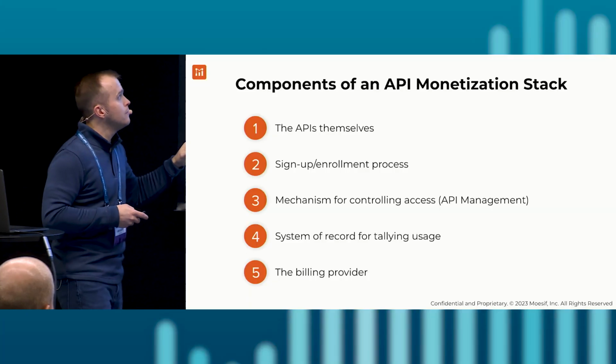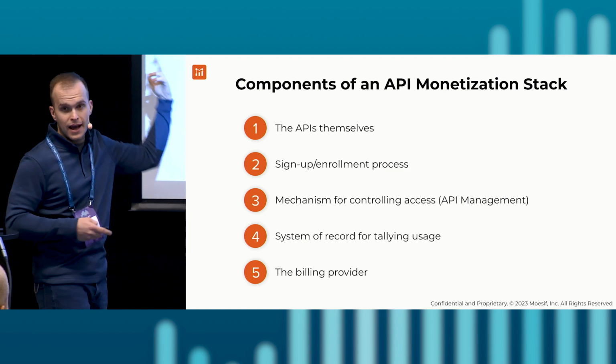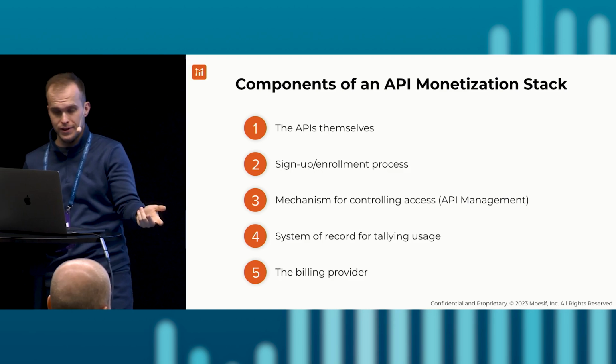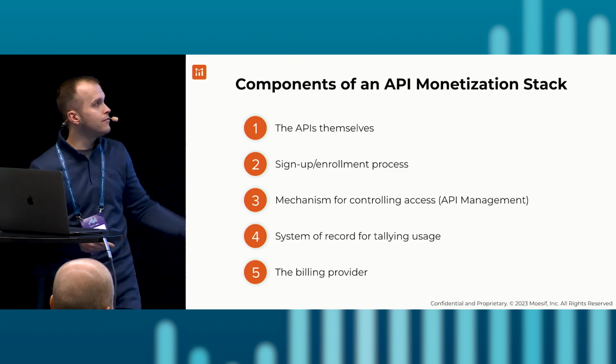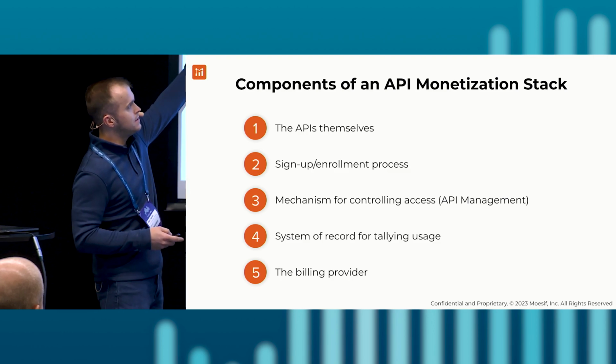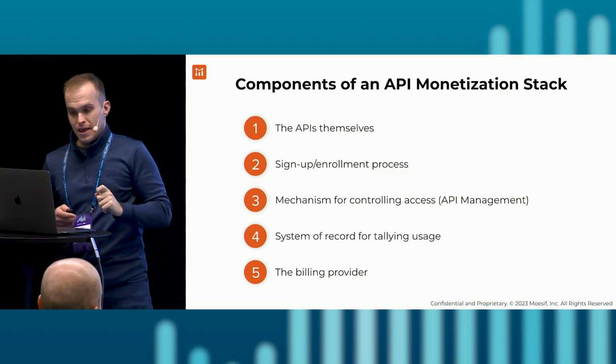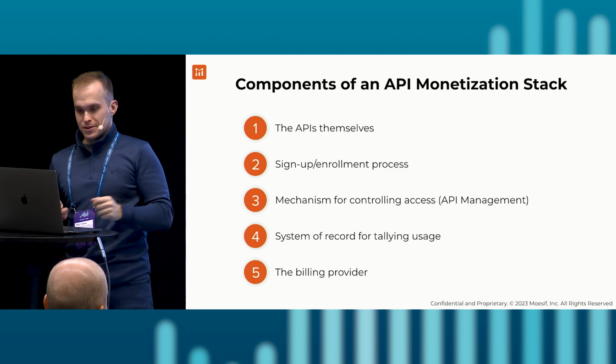Now, there's 5 pieces of an API monetization stack. Firstly, the actual APIs themselves. Most of us already own these. Then we have the sign-up and enrollment process, which tends to be the crux of the problem. And we'll spend some time on those slides.